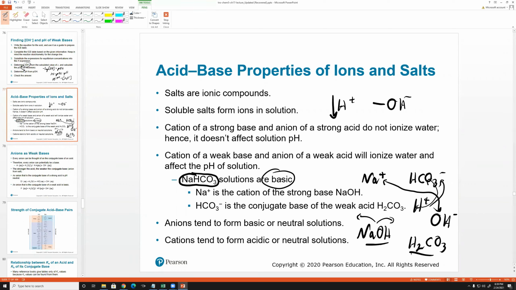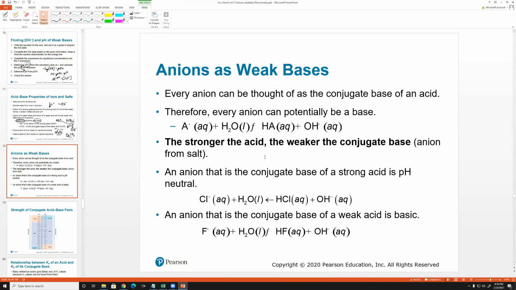And that's why sodium bicarbonate or a lot of different sodium carbonates are in antacids. They're a good weak base. And then you can have general rules from that. So anions tend to form basic or neutral solutions, whereas cations tend to form acidic or neutral solutions. And we'll talk about that in a second.